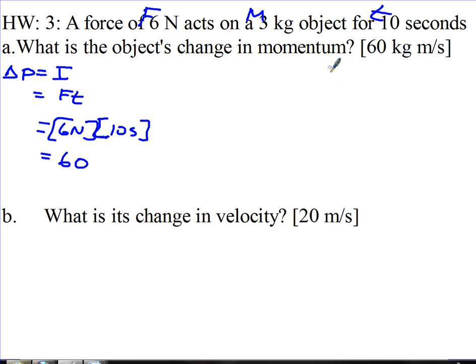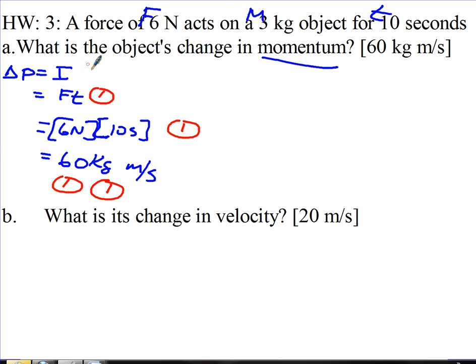Now I'm doing momentum, so I need the units to be kilograms meters per second. I will be looking very, very carefully at the units here. You're definitely going to get a point for those units, a point for the number, a point for solving. Now you're going to get a point or two for this right here, probably just one more. The key thing I'm going to be looking for in this is, do you have the correct units to go with change in momentum?